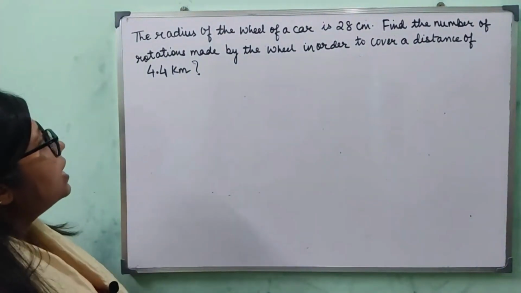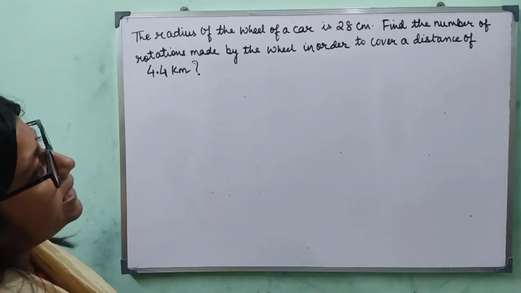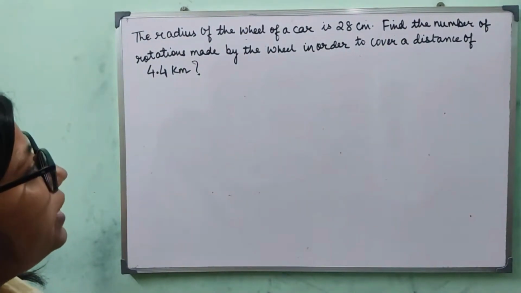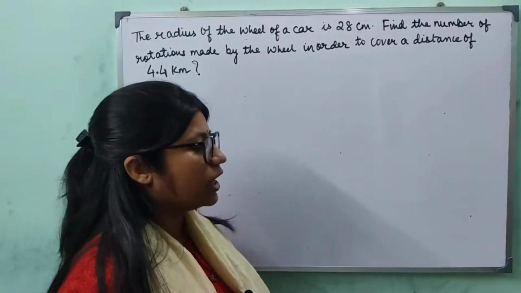Today we are back again with another sum based on the topic mensuration. The question is, the radius of the wheel of a car is 28 centimeter. Find the number of rotations made by the wheel in order to cover a distance of 4.4 kilometer.